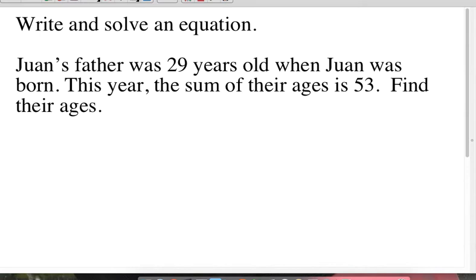And I know that because the directions say write and solve the equation. So if it says solve, we want to actually find out a final answer. It says Juan's father was 29 years old when Juan was born. This year, so right now, the sum of their ages, that means adding, is 53. So when I add their ages, it's going to equal 53. But I don't know how old either one of them is.